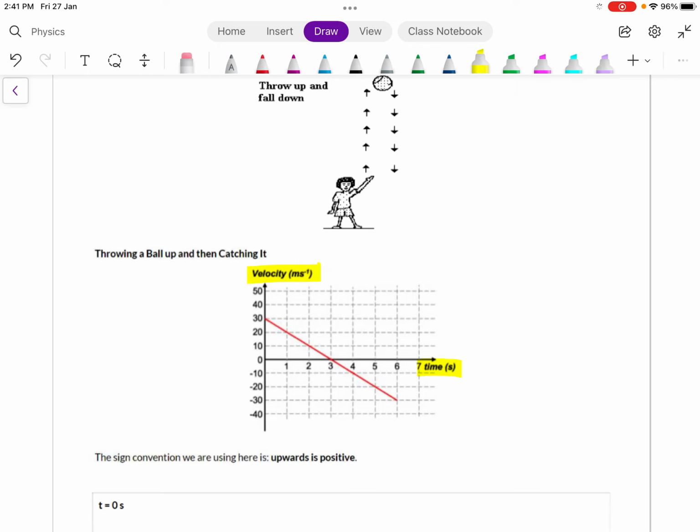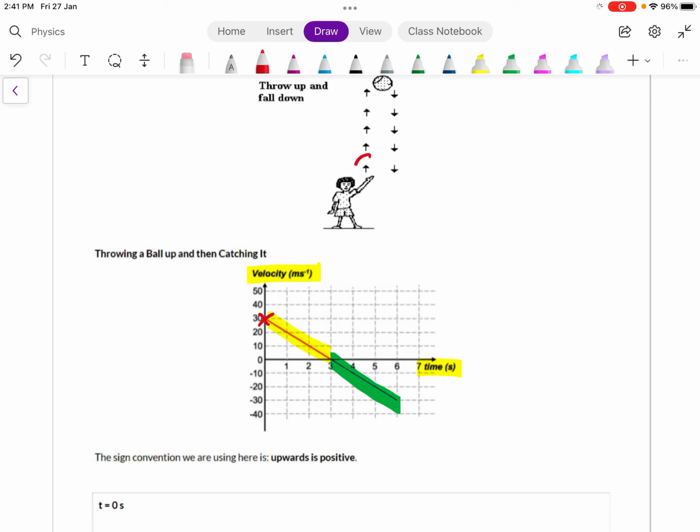For example, you will see that for the first 3 seconds, my graph is in the positive region of the graph. Then after that, for the last 3 seconds, it is in the negative region. So what is going on? There are 3 points to this graph that are the most important. The very first part is when you just throw the ball. So when you throw the ball at 0 seconds, the velocity is 30 meters per second.